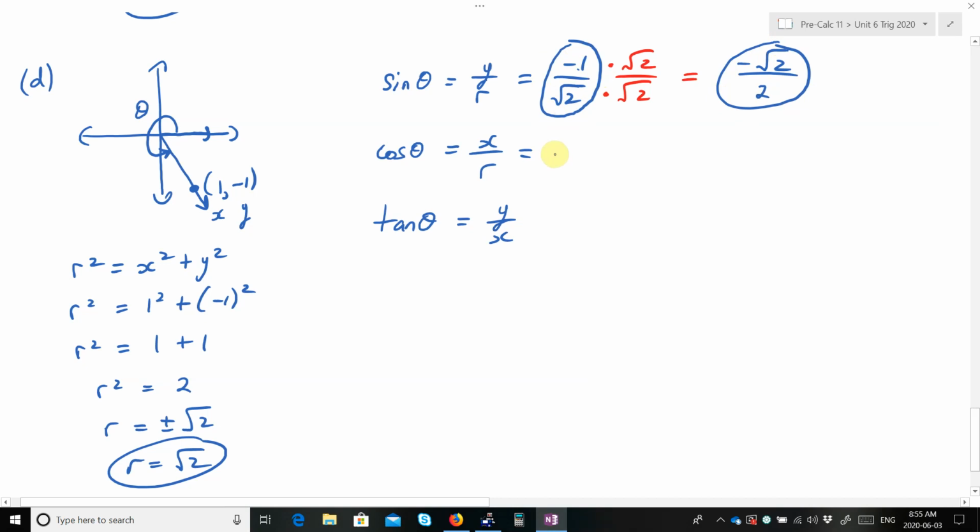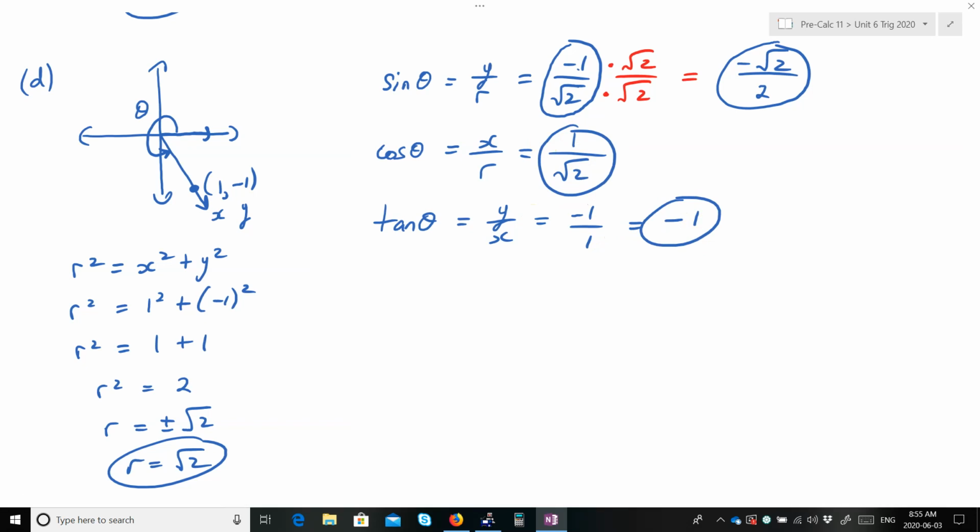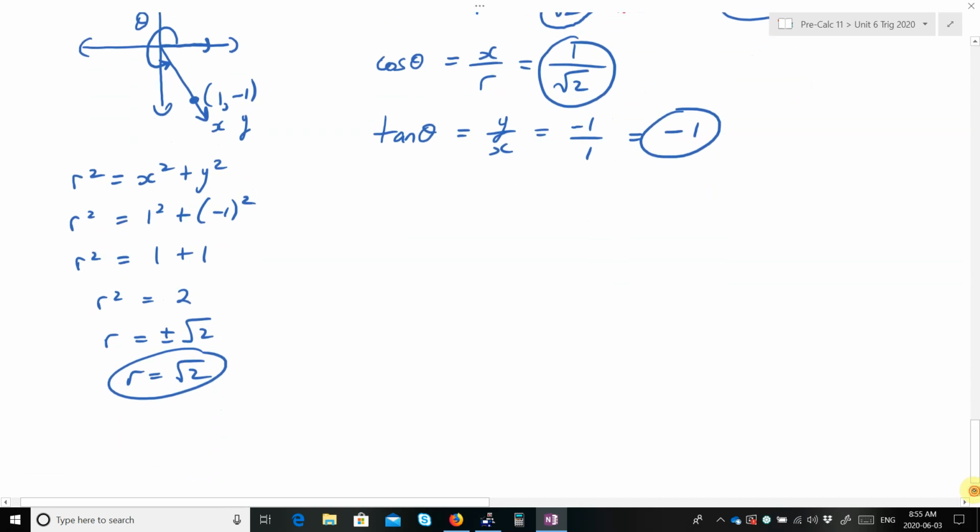I like that answer. Cos is x over r. X is 1. R is √2, so just 1 over √2. Let's leave that. And y over x, -1 over 1, which is -1. Okay, in the answer key, it's got -1 over √2 for sine, or that other one. It's got cos is 1 over √2, or a rationalized answer, and tan theta is -1. Perfect. All right, on to number 4, everybody.